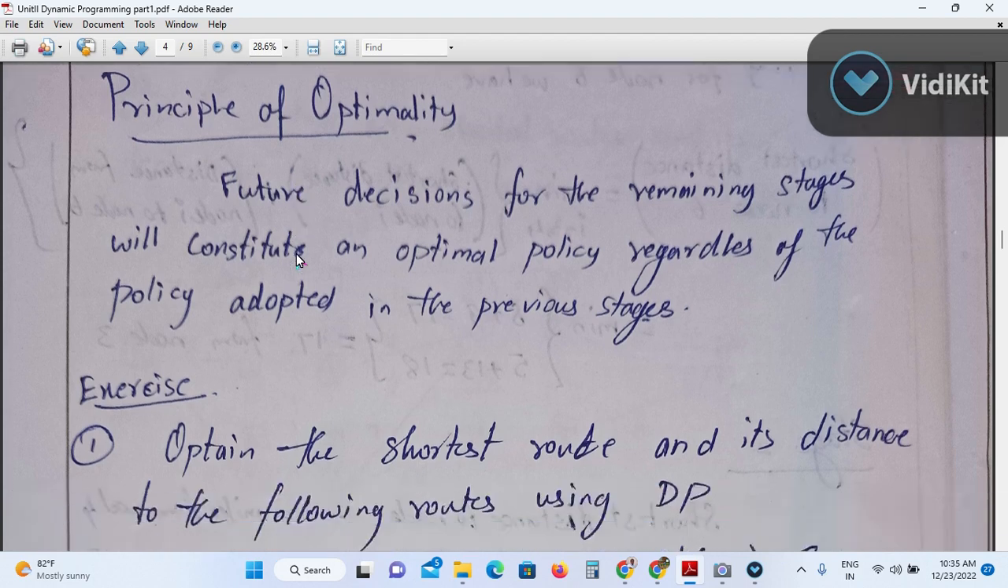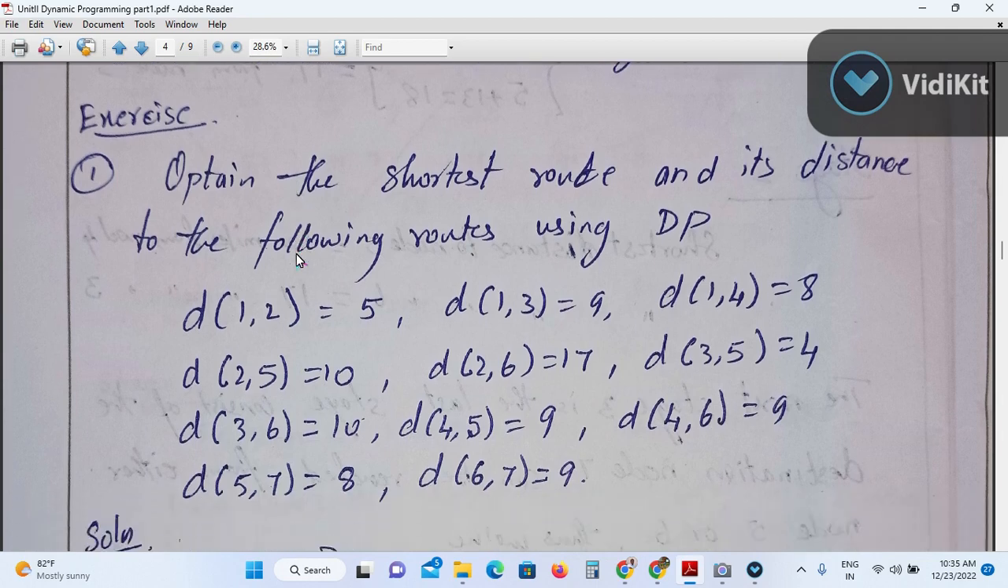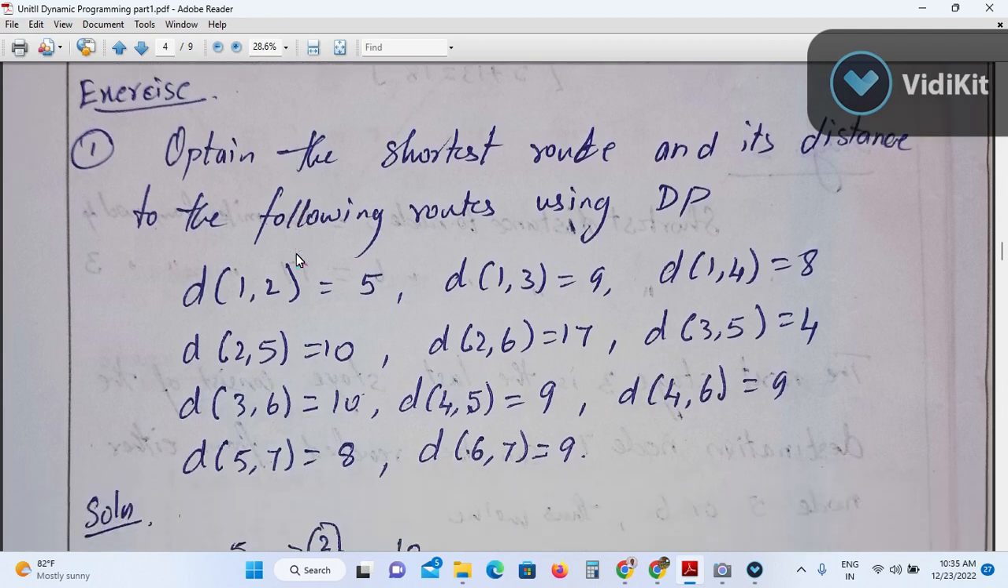Now let's take one example based on the previous one. Instead of giving the network, they give it in notation form here. Obtain the shortest route and its distance for the following routes using DP. What is the meaning here? Reaching node 2 from 1 is 5 kilometers. From 1 to 3 it is 9 kilometers. 1 to 4 it is 8 kilometers. Similarly 2 to 5, 10 kilometers. 2 to 6, 17 kilometers. Like that it is put in notation form.